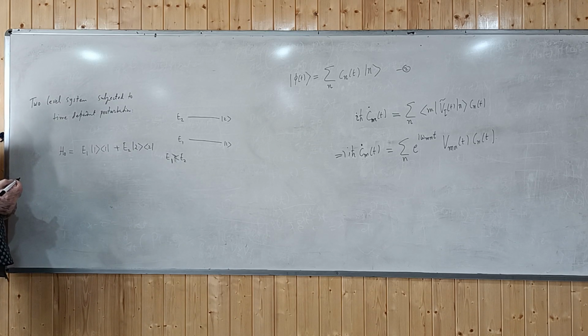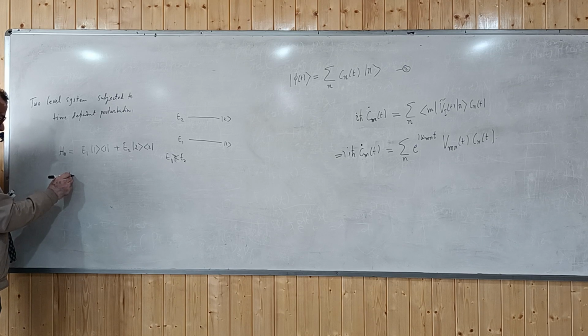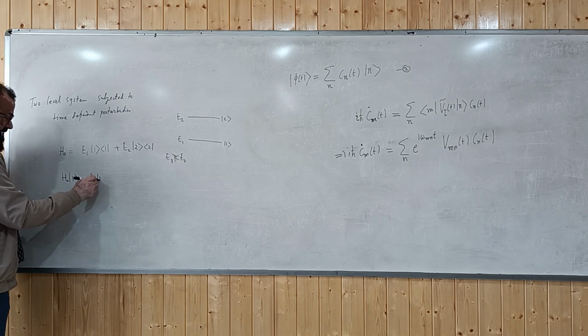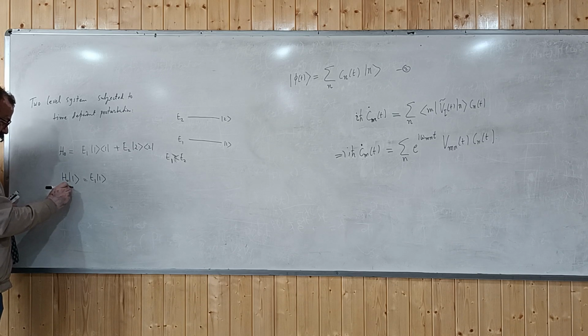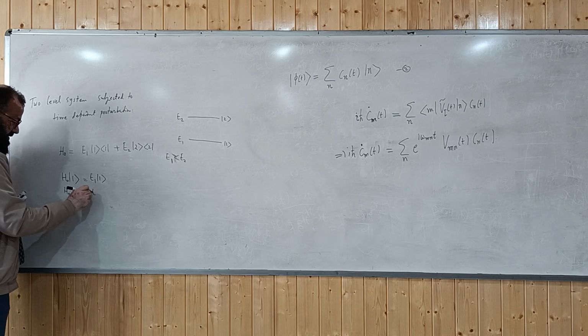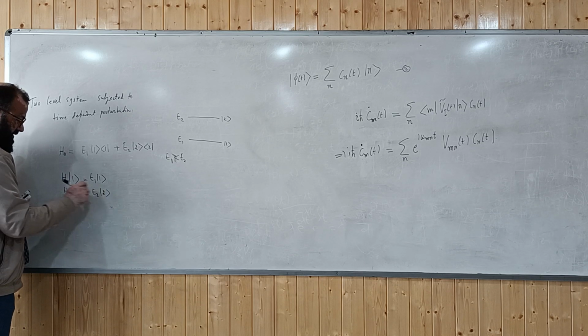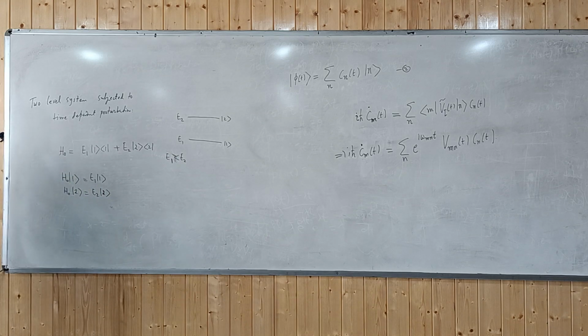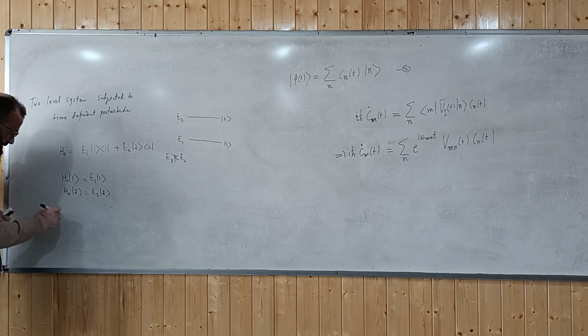So what are the eigenstates here? You have only two eigenstates. H naught acting on 1 gives me E1 times 1, and then H naught acting on 2 gives you E2 times 2. So there are only two eigenstates, and that's why we call it a two-level system. Okay, so now let's add the perturbation.